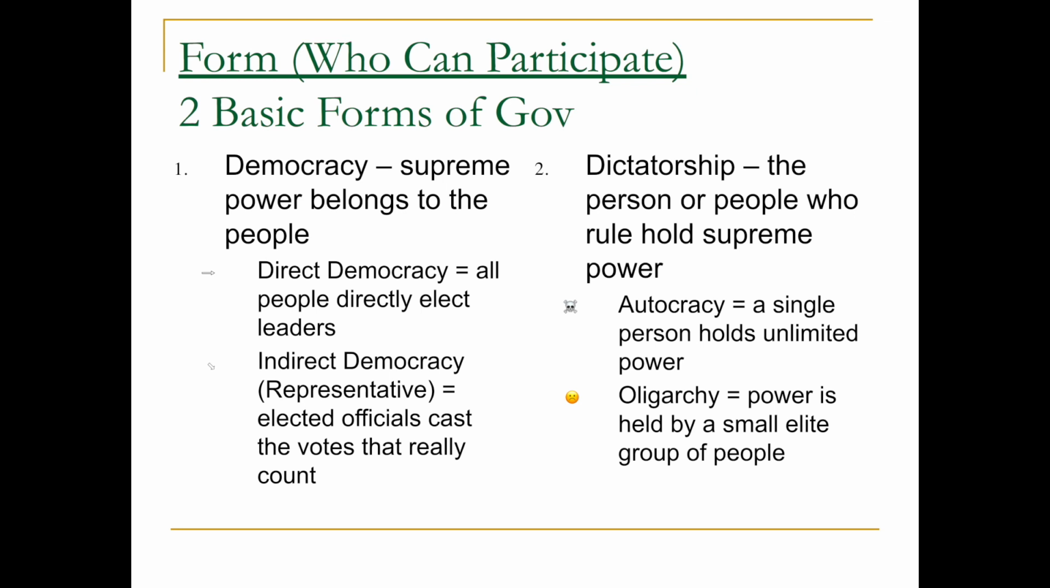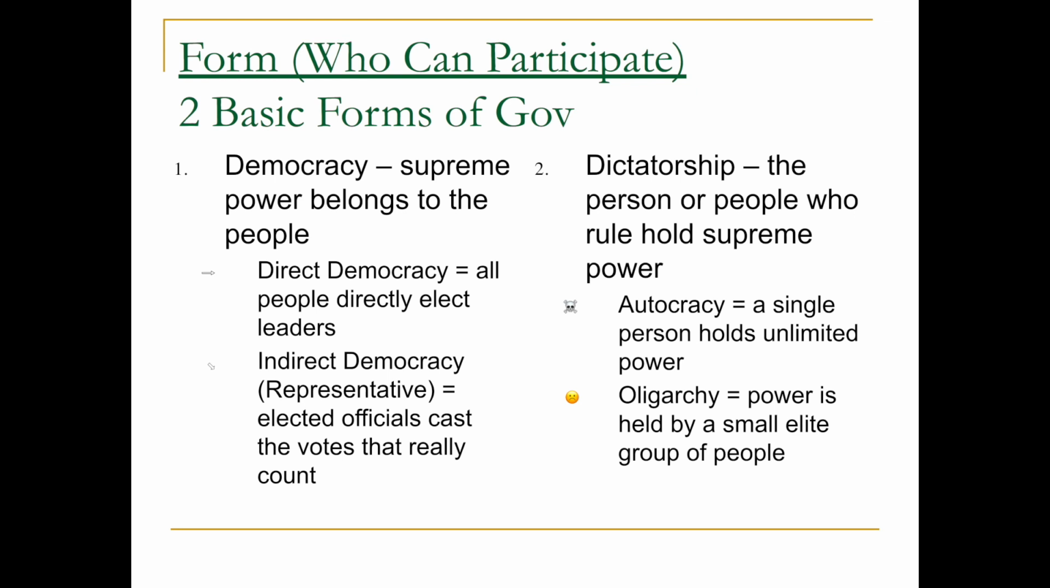But in a democracy, the basic principle is what we call popular sovereignty. The supreme power belongs to the people, and there are two really, really big basic types of that, and that is direct or indirect. In a direct democracy, all of the people directly elect their leaders. And even more basic than that, depending on the size of this direct democracy, they may participate in decisions that are made by the government, government directives, policy. They may have a direct say in that.